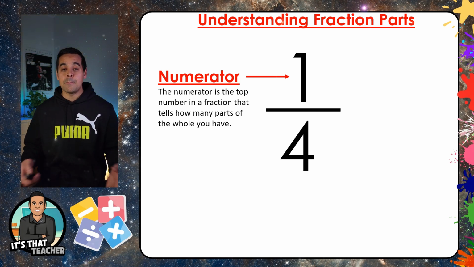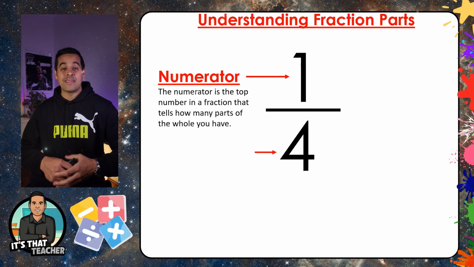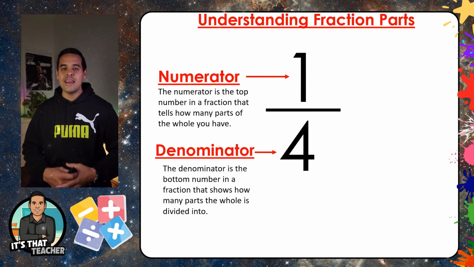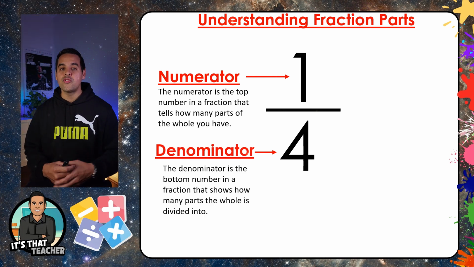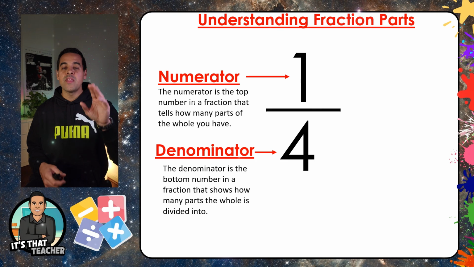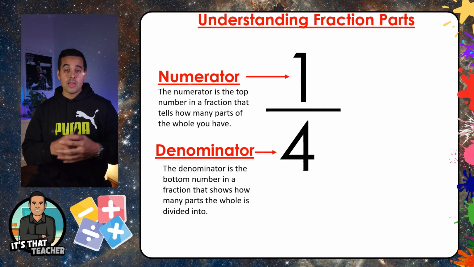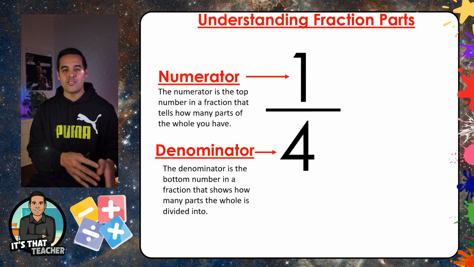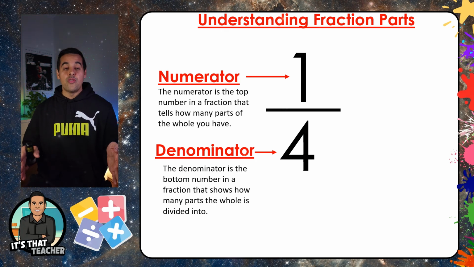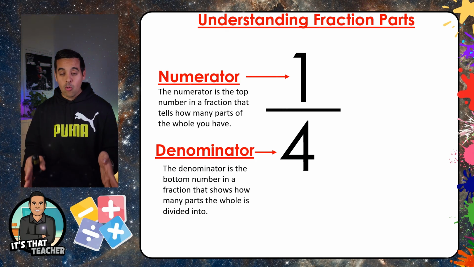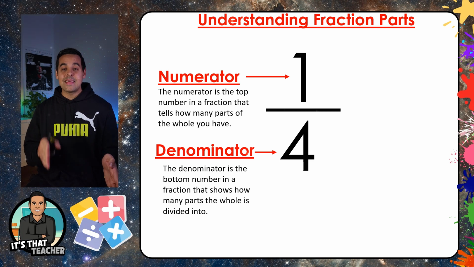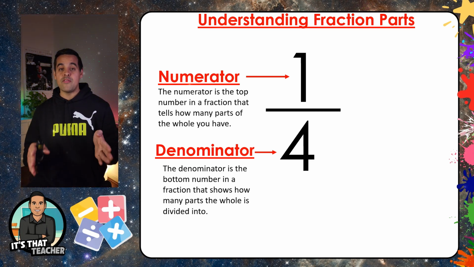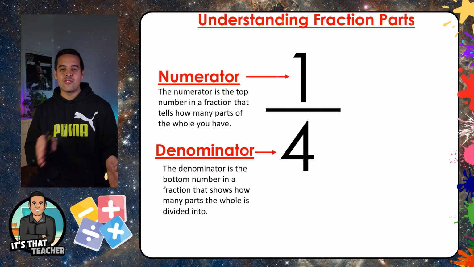Now the bottom number, in this case a 4, is called the denominator. The denominator is the bottom number in a fraction that shows how many parts the whole is divided into. So if I gave you a chocolate bar and I cut it into 4 pieces, we're going to use this example. The whole chocolate bar has been cut into 4 equal parts. So the denominator here would be 4.